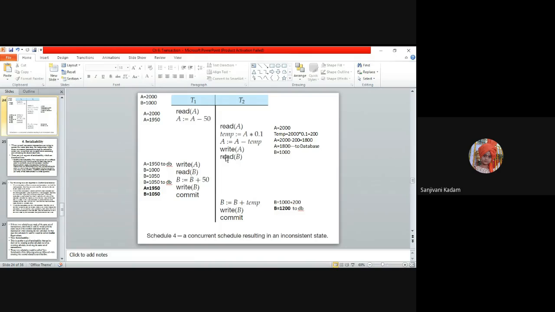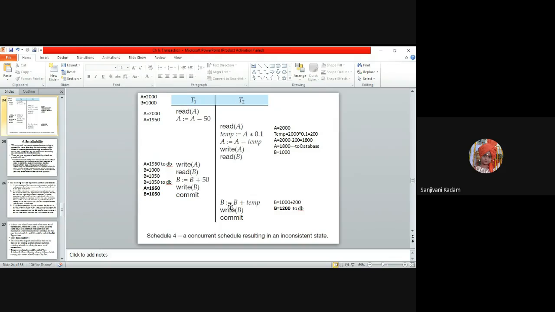Because here T2 has already performed the read B operation before committing. The write B operation comes after reading the value of B. I already told you that this is a time domain. The middle line gives a time constraint. Read A is performed first, then A equals A minus 50. T2 executes in another domain, and T1 and T2 execute independently. They don't have common local memory in the main memory. Separate memory is allocated for T2 and for T1, so each reads a value from the database.